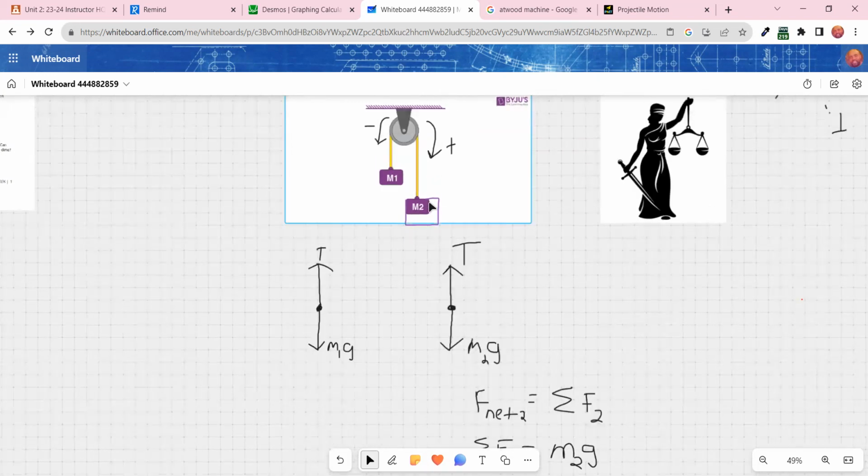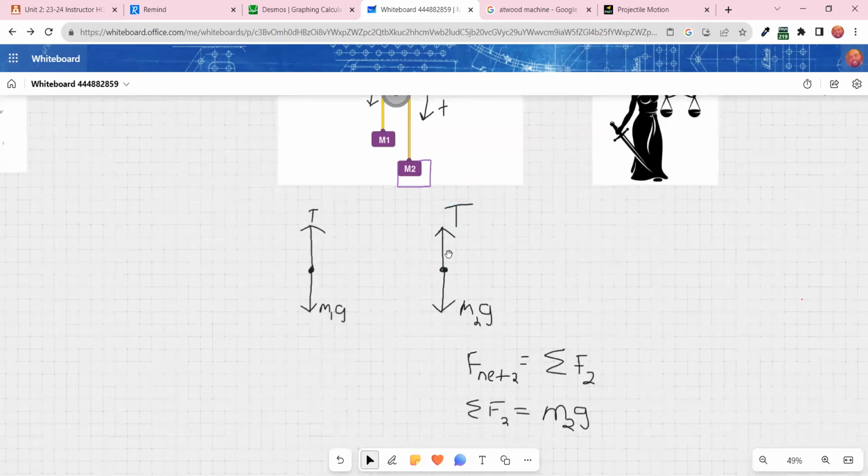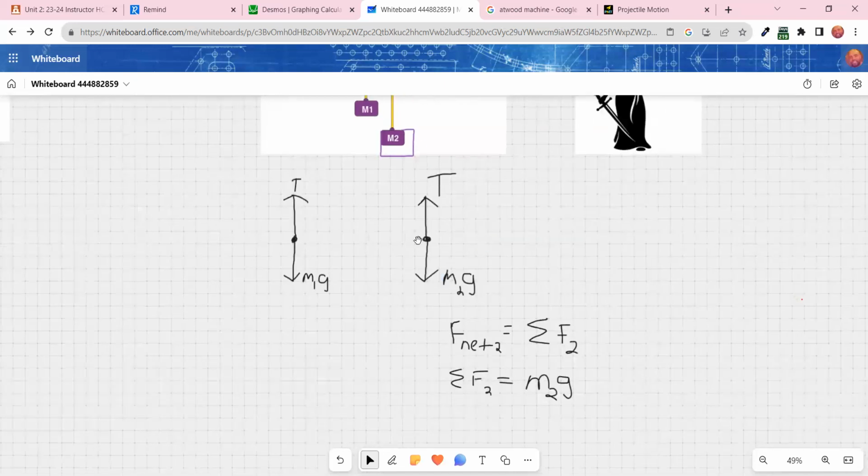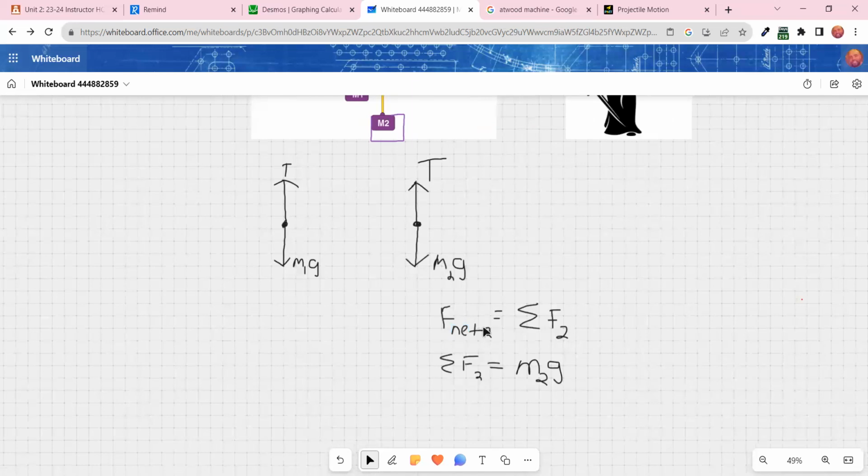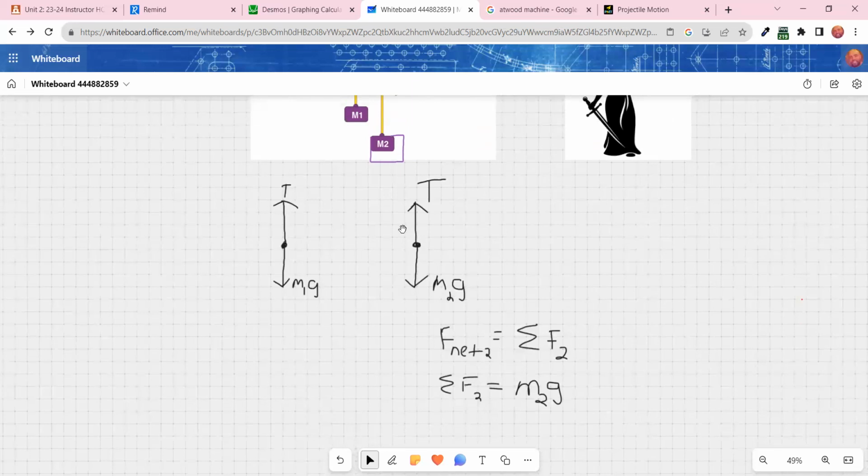What's acting against it? Well, the tension is acting against it. This is positive, this is negative. So my net force equation, the sum of all my forces: the weight of the block is positive, and the tension is negative.